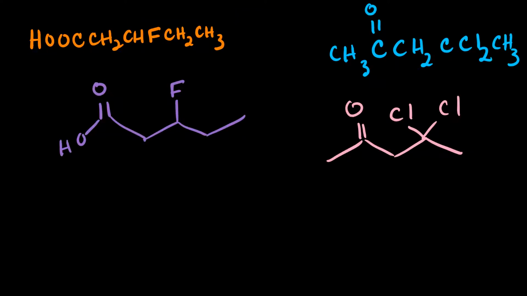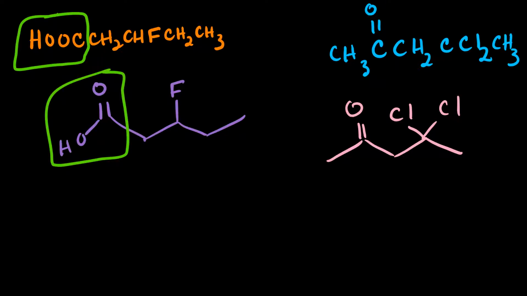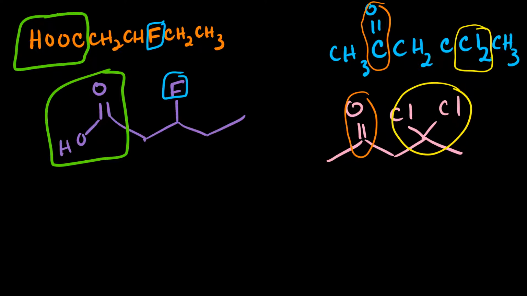Here's how we translate a few common groups into a skeletal structure. So the carboxyl group that we saw earlier would appear like this. Notice that the fluorine atom in this structure is also incorporated in. And then on the right we have the carbonyl group circled in orange, and it would appear in the skeletal structure pretty much the same way, with just a bend there for the carbon. And then you have the 2 chlorine atoms also incorporated into that skeletal structure.